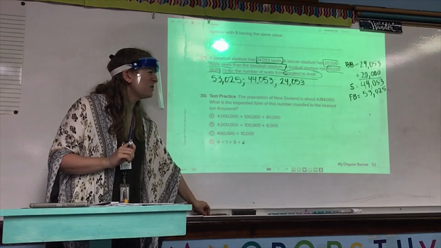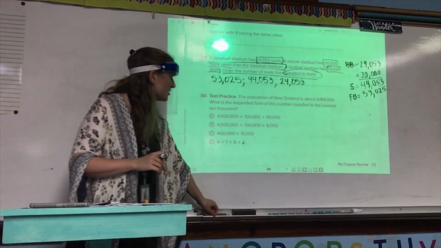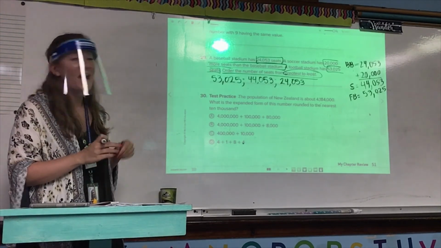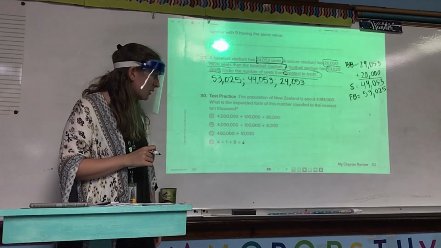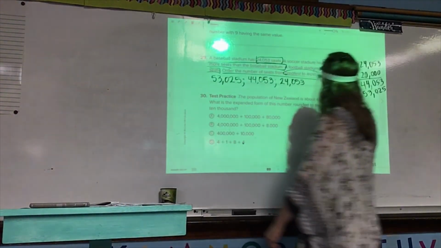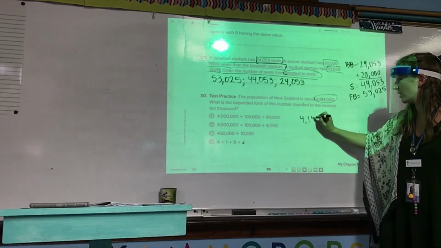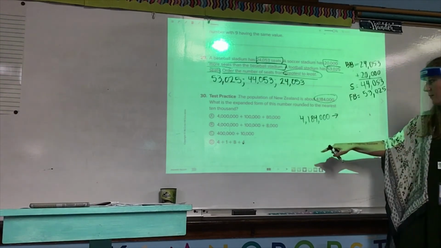Okay, last one, number 30. The population of New Zealand is about 4,184,000. I just picked your stick again. What is the expanded form of this number rounded to the nearest 10,000? Aaron, are we doing the expanded form of this whole number? No, we have to round it first. So we're going to rewrite the number, and then we're going to round it.